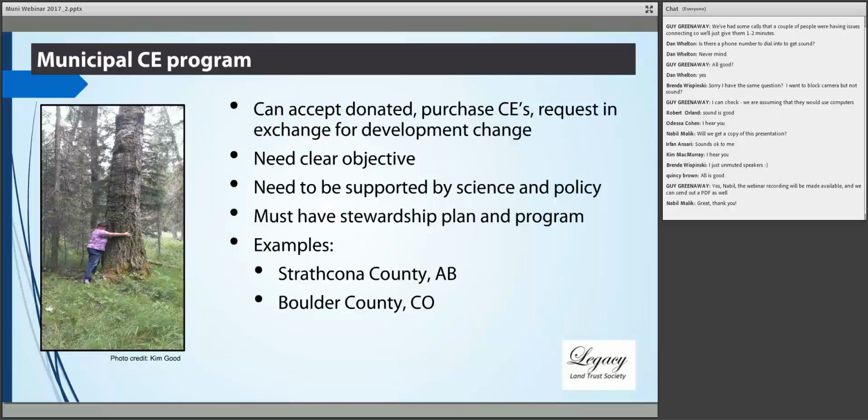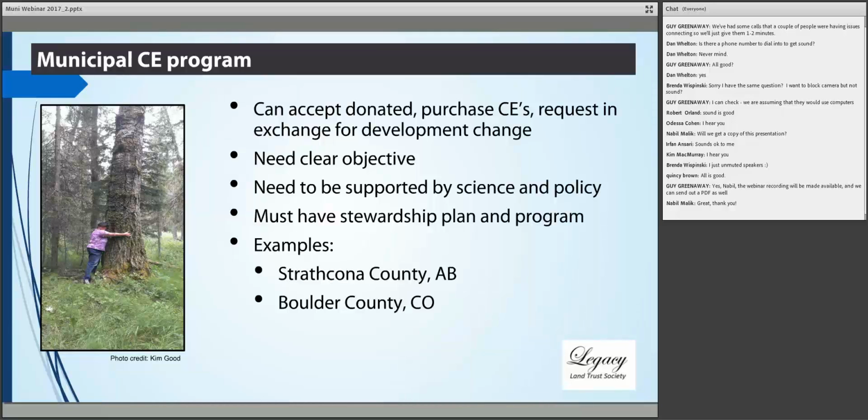And then it also needs to be supported by science and policy. One of the main things I hear from particularly councillors is that they're not allowed to tie the hands of future councils, which is valid. However, every decision has an impact on the future. So if you are going to enter into a conservation easement program as a municipality, ensure that you have good reason, both in science and policy, that supports that clear objective of what you're trying to achieve.